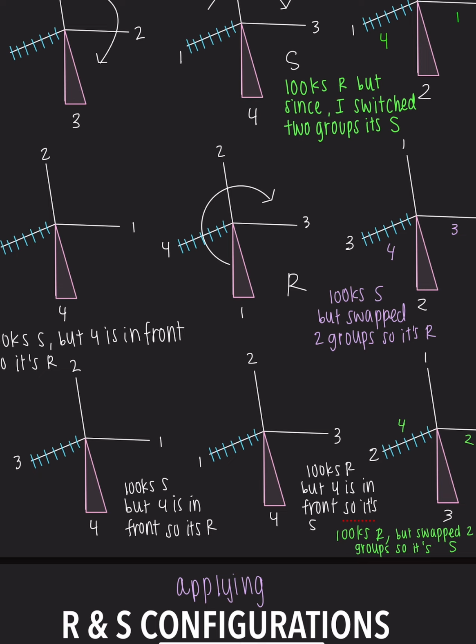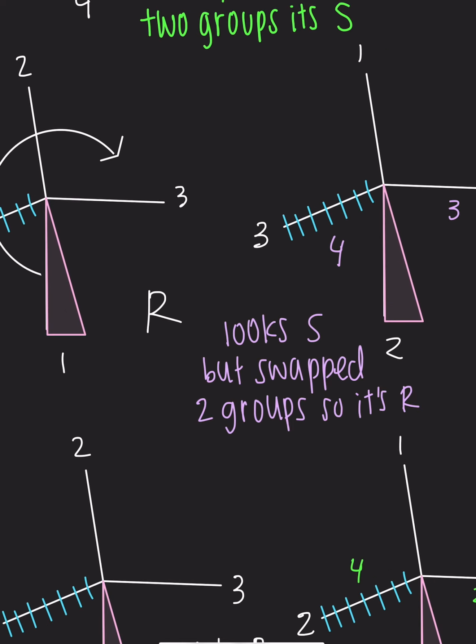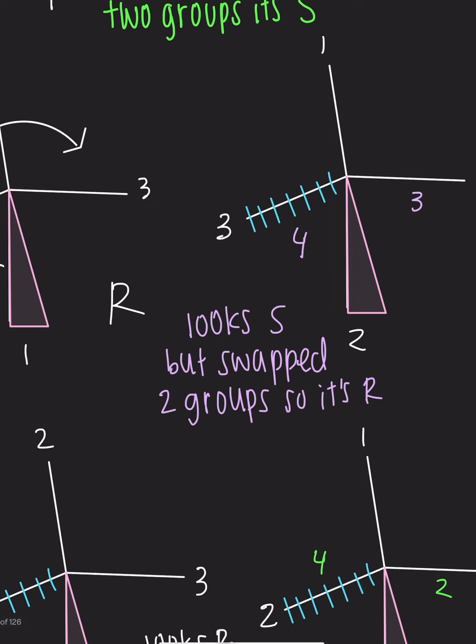Well, what about this? You have 1, 2, 3, but you don't have 4 anywhere. So I'm going to swap 4 and 3. Then it's going to be 1, 2, 3, and it's going to look like an S. But since I swapped the 2 groups, it's going to be an R. Again, sometimes I feel like I'm saying things and maybe you guys don't get it. So let's say I have 1, 2, 3, because remember, 3 is over here. It looks like an S, but since I swapped these 2 groups, it's going to be an R.